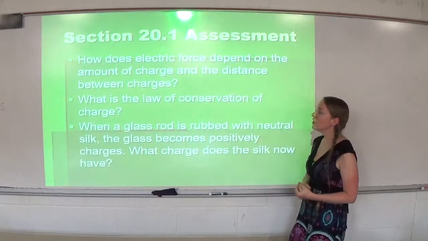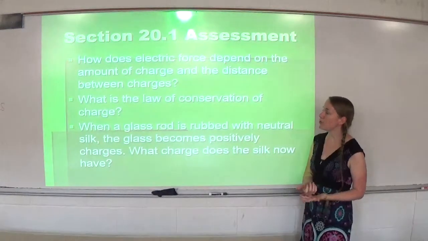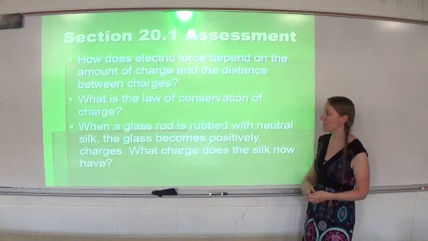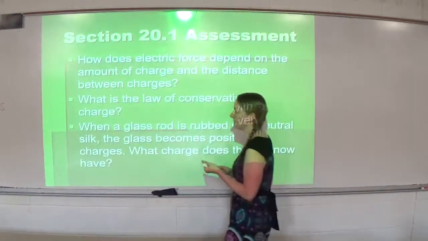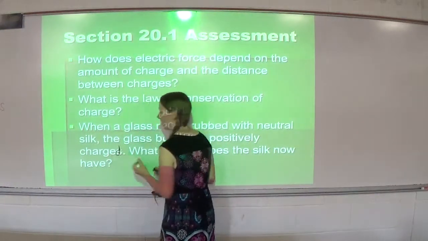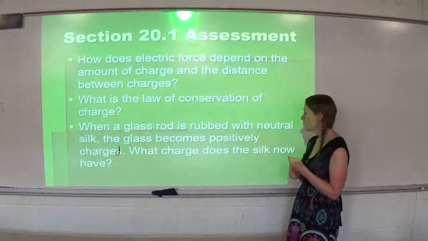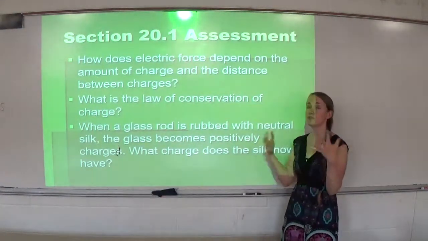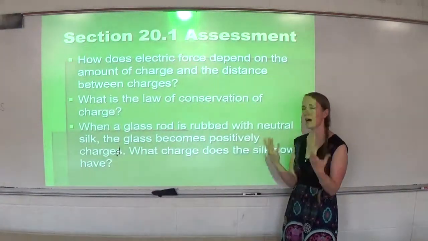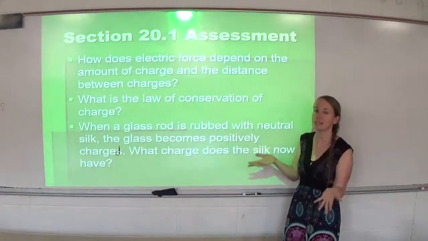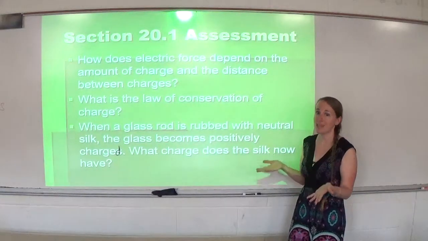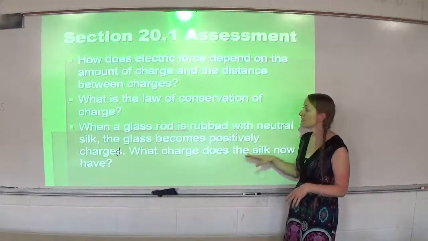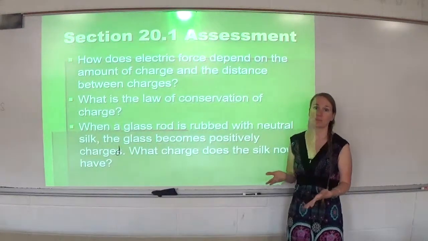And last one, when a glass rod is rubbed with neutral silk, the glass becomes positively charged. This should be a D. Boy, got a lot of typos going on. What charge does the silk now have? Well, if they're both neutral to begin with, and then one becomes positively charged, that means the other one has to be negatively charged because they have to balance out. So the silk would now have a negative charge.